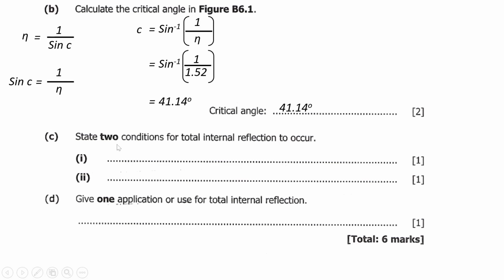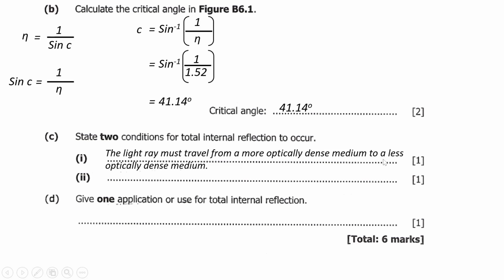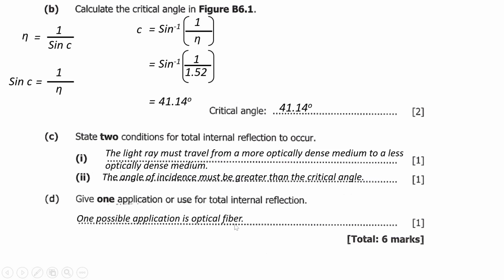Then you see they're saying state two conditions for total internal reflection to occur. So number one is that the light ray must travel from a more optically dense medium to a less optically dense medium. Then 2, the angle of incidence must be greater than the critical angle. Then D, give one application or use for total internal reflection. So one possible application is in optical fiber. Yeah, we move.